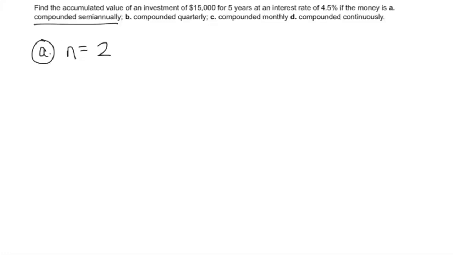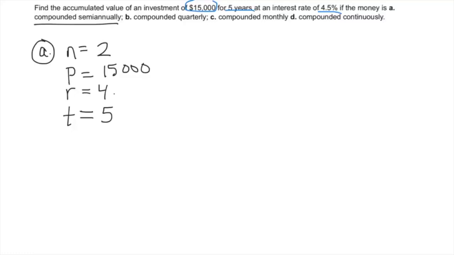So we've already identified N. Now we're going to identify P, R, and T. P is the principal, or the initial amount that you're investing. And in the problem, it tells us that we have an investment of $15,000. So P equals $15,000. And it says it's for 5 years, and T is the number of years, so T equals 5, and we have an interest rate of 4.5%.